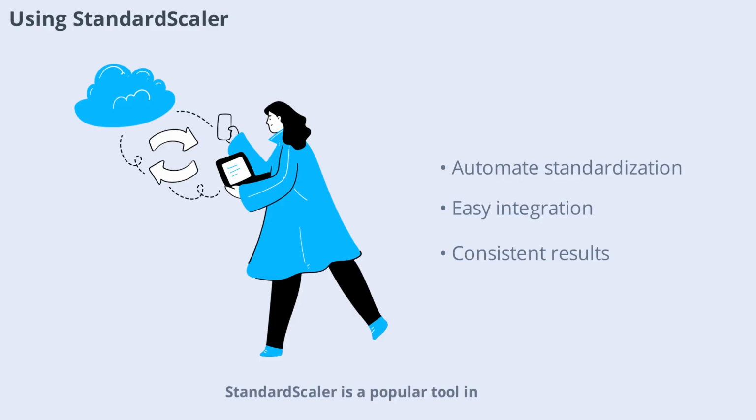Standard Scaler is a popular tool in Python's scikit-learn library for standardizing features. It automatically calculates the mean and standard deviation of each feature and transforms the data accordingly. Using Standard Scaler is straightforward and integrates seamlessly into your machine learning workflow, ensuring your models receive properly scaled input.